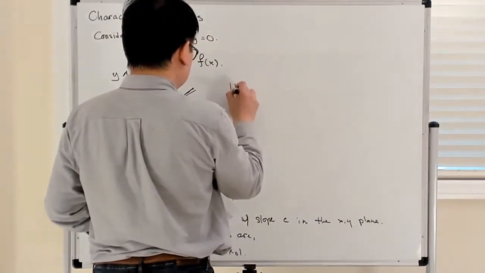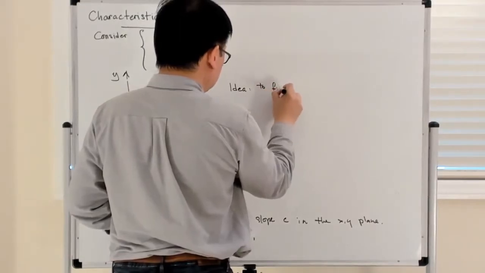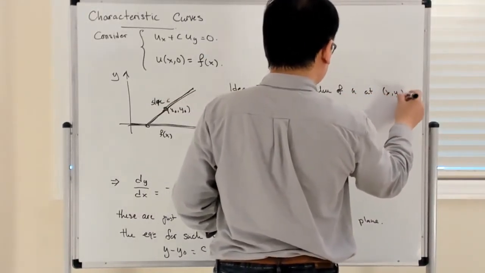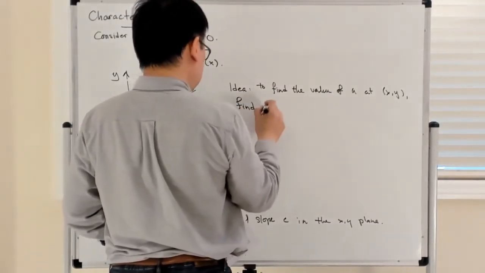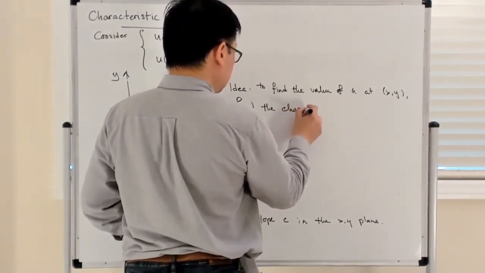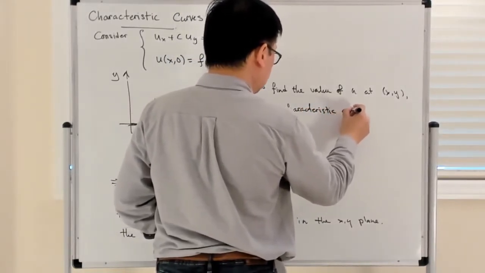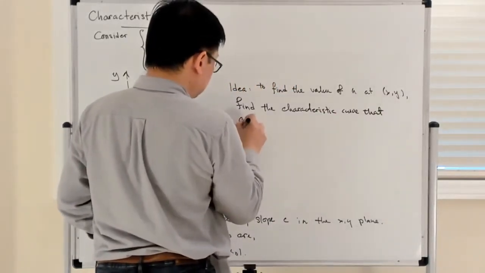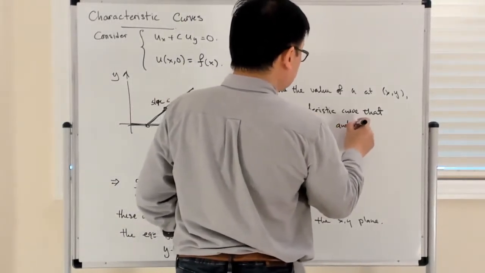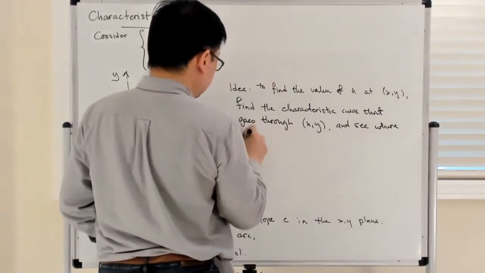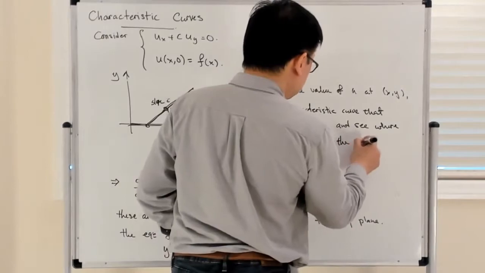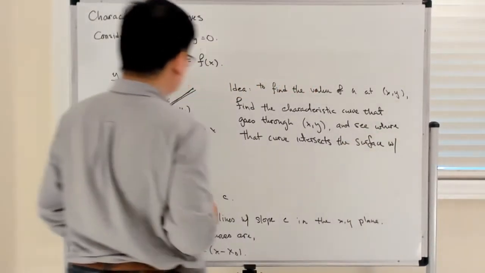So the idea is that to find the value of u at (x, y), you find the straight line or the characteristic curve that goes through (x, y) and see where that curve intersects the surface with the initial data.